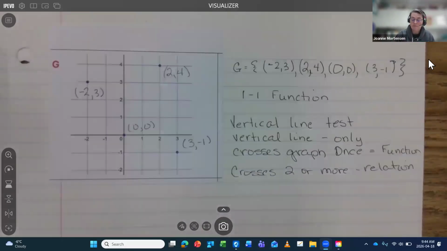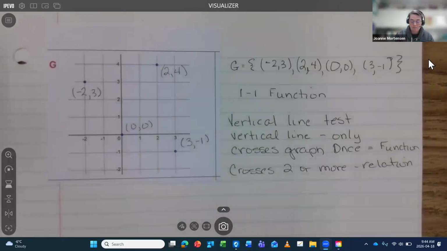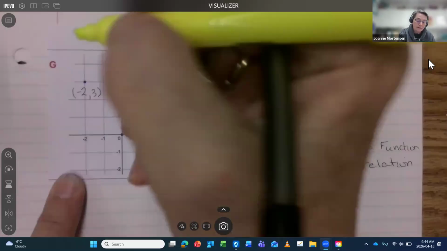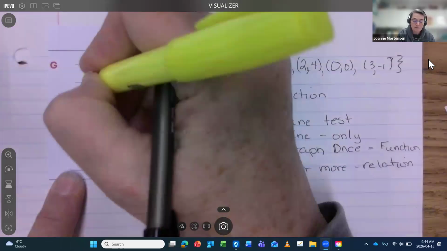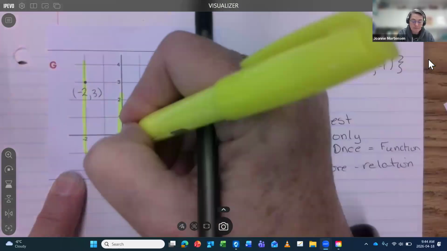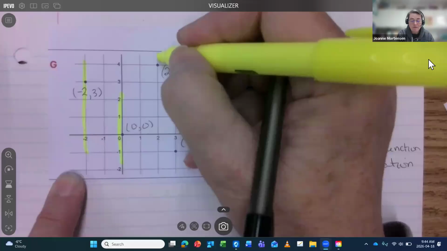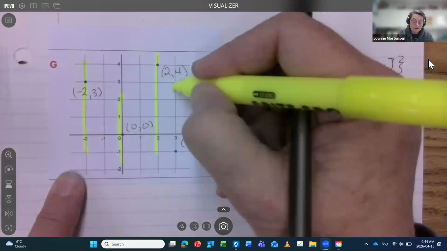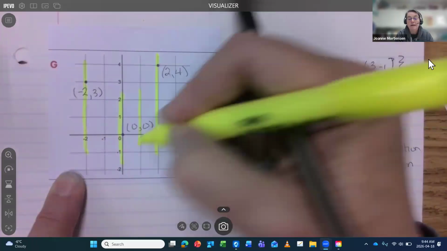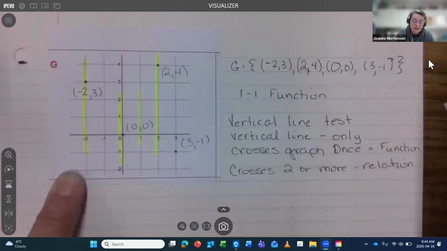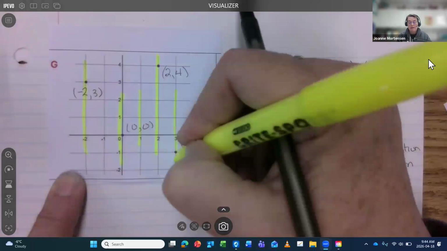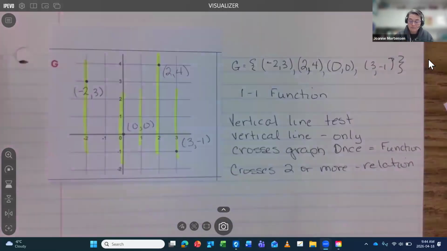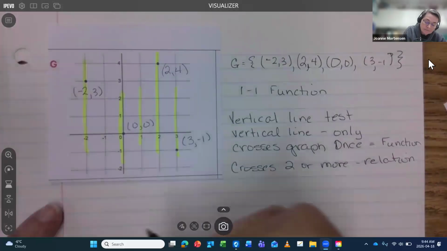All right, so vertical line. And it's literally just do this. Now, I'm very specifically drawing through where the points are because there's no use drawing a line there. There's not even a graph. Okay, so this one is a function.